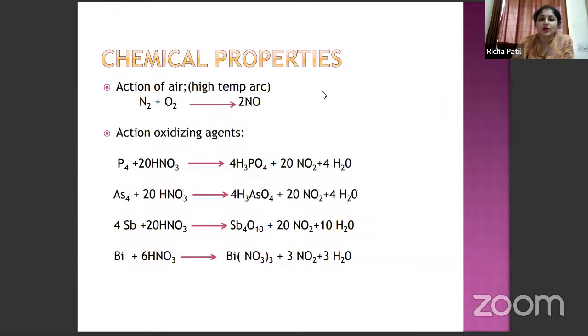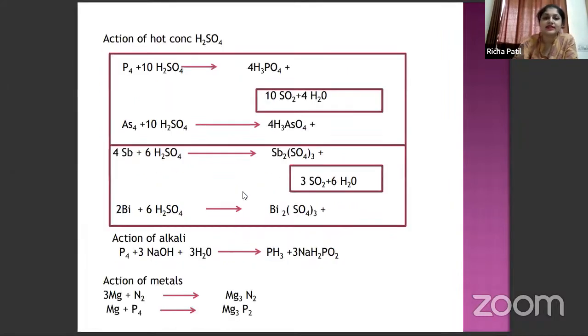What are the different chemical properties? These are the different reactions shown by group 15. It acts as an oxidizing agent, so you can see the different reactions. Action of air: nitrogen plus oxygen forms nitric oxide, acting as an oxidizing agent. These are the different reactions.